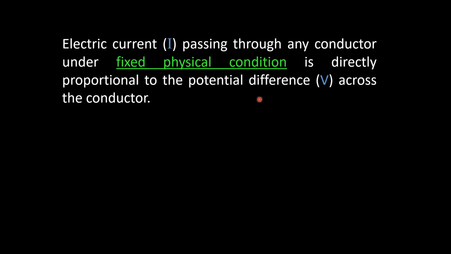So V proportional to I is Ohm's law. And if you remove proportionality, you will get a constant R, which is called the resistance of the conductor. We'll discuss resistance, causes of resistance, and the parameters affecting resistance later on.